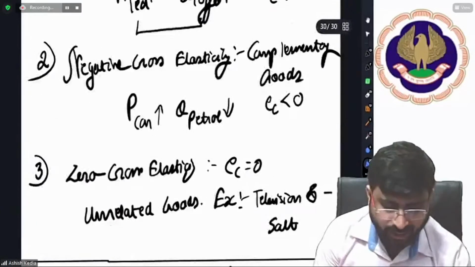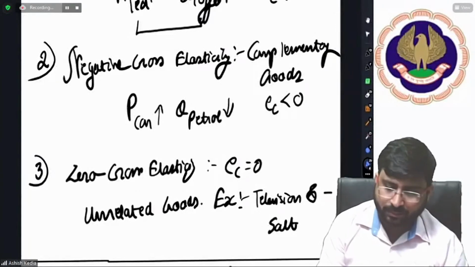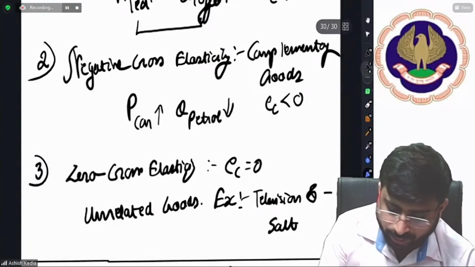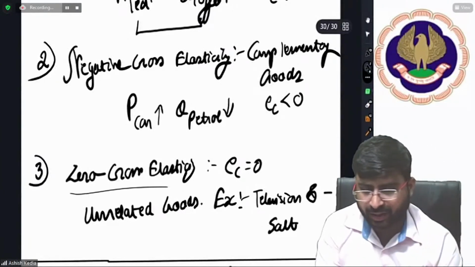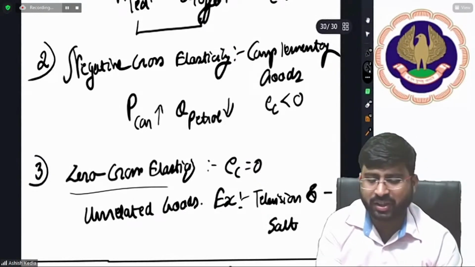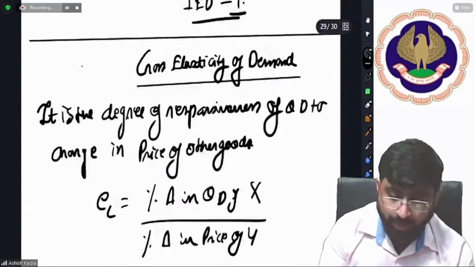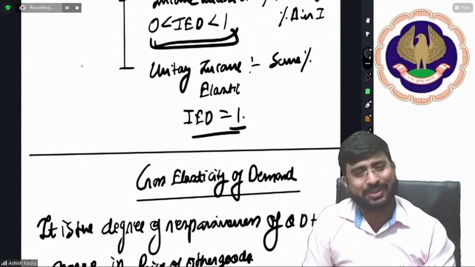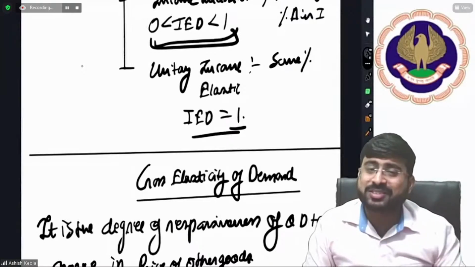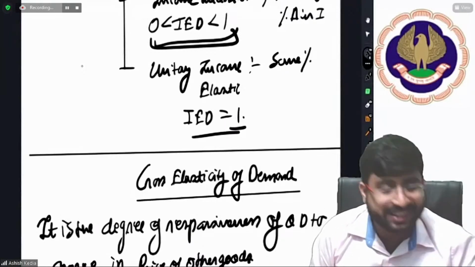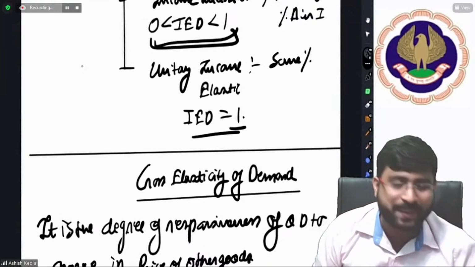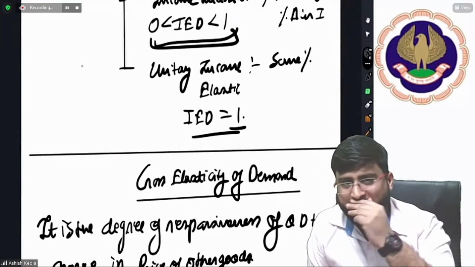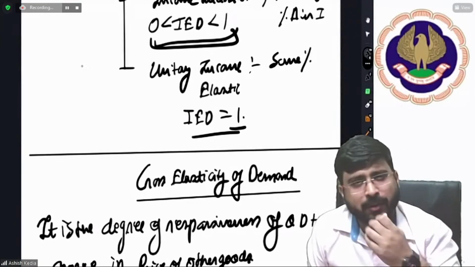Correct, sir. Moving on to zero cross elasticity. So what is zero cross elasticity, friends? Now we will discuss cross elasticity. I have not explained cross elasticity yet, so now I'll do that. But my dear friends, you will be surprised to know that income elasticity is also over. Okay, let's talk about cross elasticity of demand now.